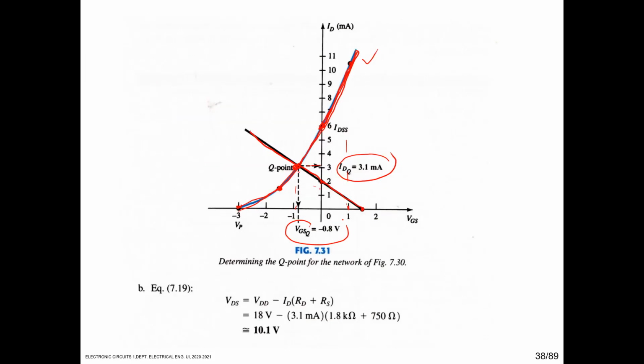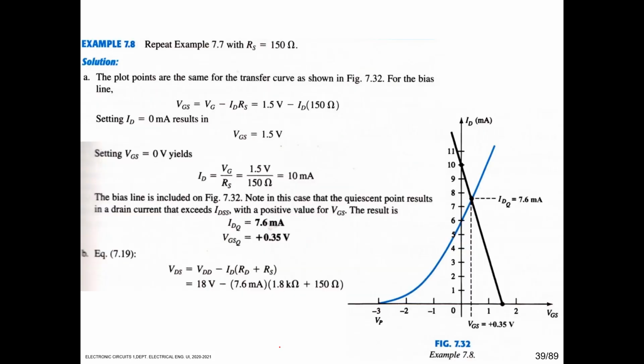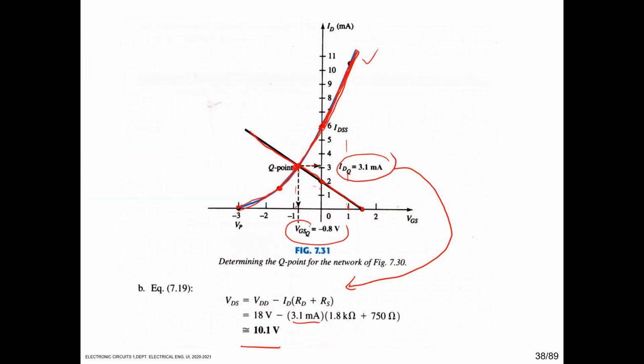Okay, then the equation: VDS is VDD minus ID times (RD plus RS). So we got that VDD is 18 volt, ID is 3.1 milliampere from here, and then RD is 1.8 kilo ohm and RS is 750 ohm. We got that VDS is 10.1 volt. Okay, so this is the answer of the equation.